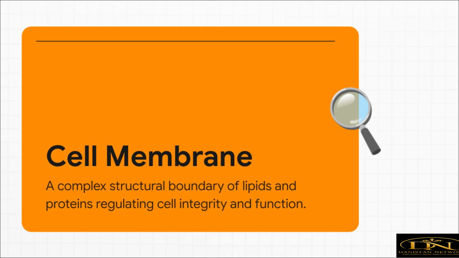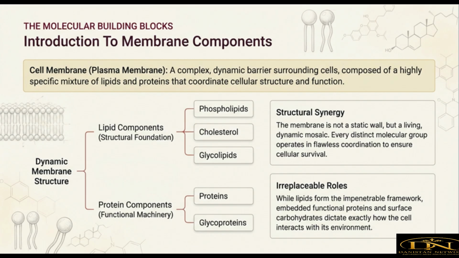And the key takeaway here is that each of these components performs very specific, non-negotiable roles to maintain the cell's integrity and regulate its functions. Basically, if you remove even one of these pieces, the entire fortress collapses. These are the key points related to this topic. Focus on them carefully as they are considered essential for your exams.